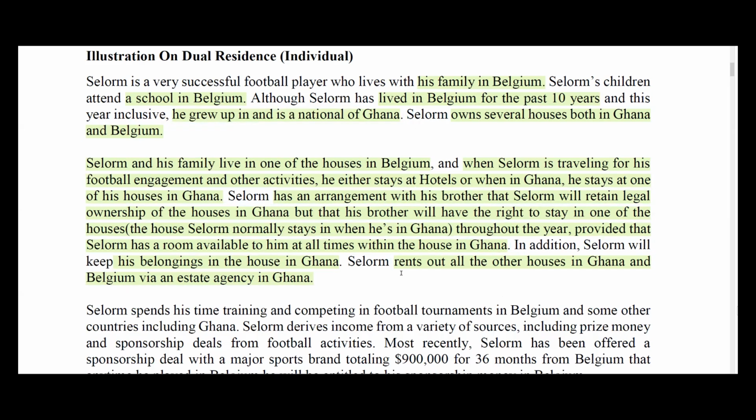Is in the second paragraph. I think in the first paragraph, with the last statement, Salom owns several houses both in Ghana and Belgium. Several houses both in Ghana and Belgium. Okay. I'll take it.